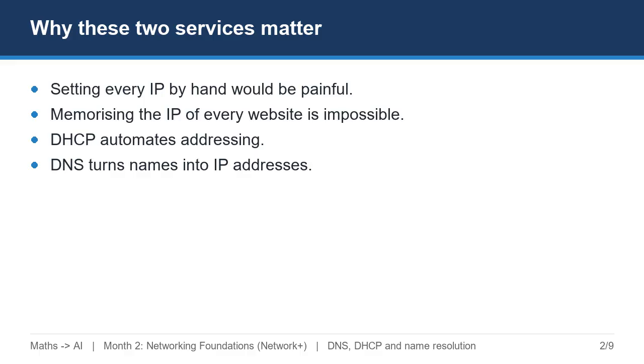Picture this. You'd have to set a unique IP address by hand on every single device, and memorize the IP of every website you ever visit. Impossible. Two services rescue us. DHCP hands out IP addresses automatically. And DNS turns friendly names, like example.com, into the numeric addresses computers actually use. They run silently, until they don't.